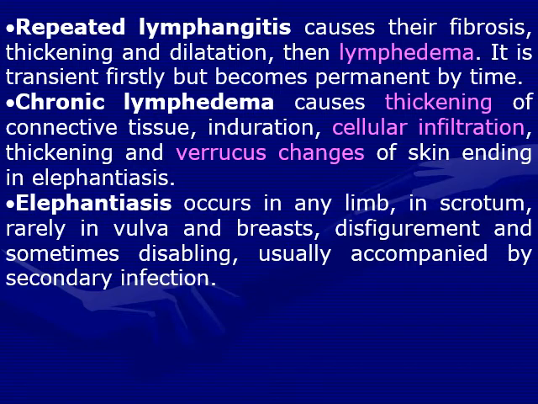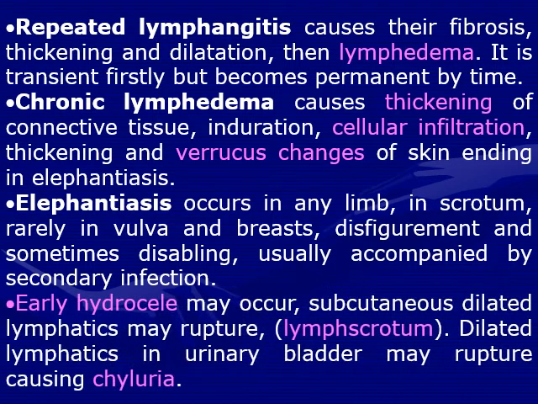Elephantiasis occurs in any limb and in the scrotum, rarely in the vulva and breasts of the female, with disfigurement and sometimes disability, usually accompanied by secondary infection. Early hydrocele may occur. Subcutaneous dilated lymphatics may rupture, so there is lymph scrotum. Dilated lymphatics in the urinary bladder may rupture, causing chyluria. The urine contains lymph, so it looks whitish in color.